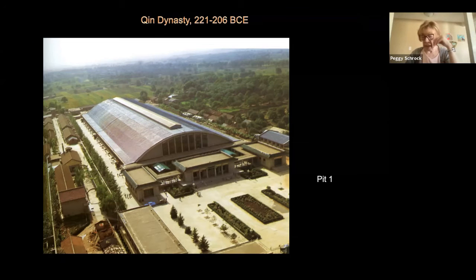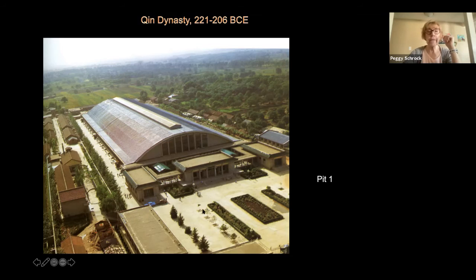He used about 700,000 workers to create this incredible site. This building is bigger than any airplane hangar. It's about the size of 3 big football stadiums side by side, and it's literally built over the excavation. And you can see the size of the people there.